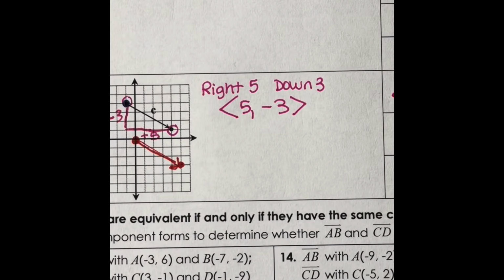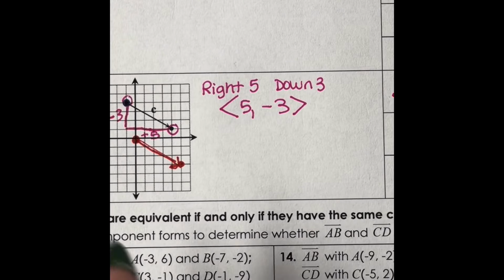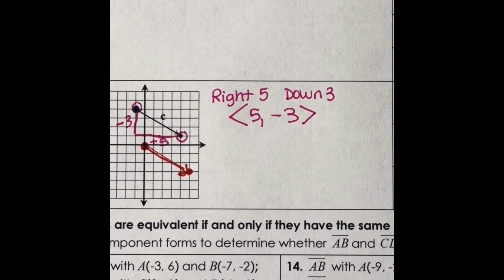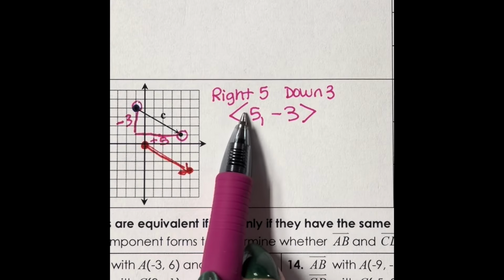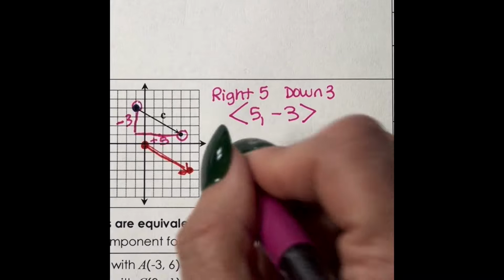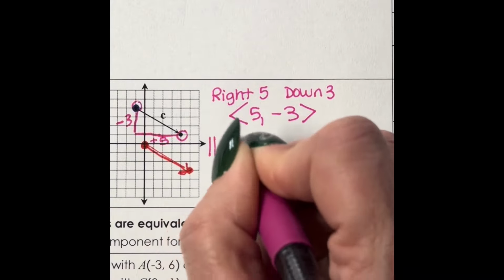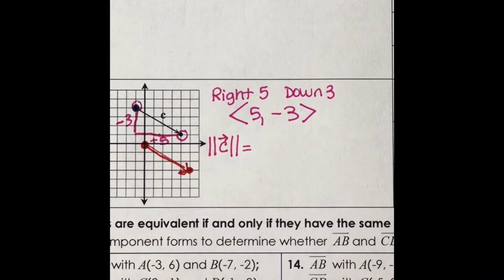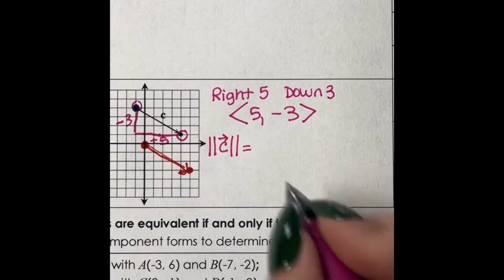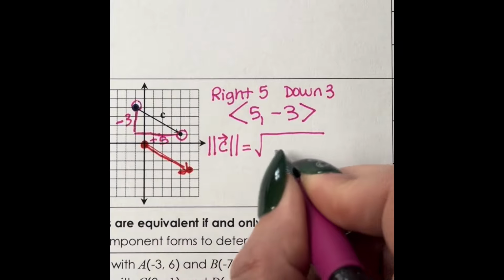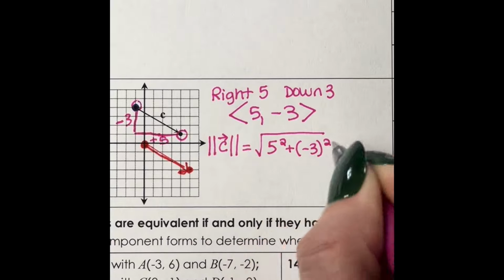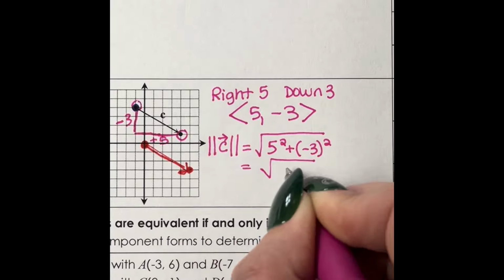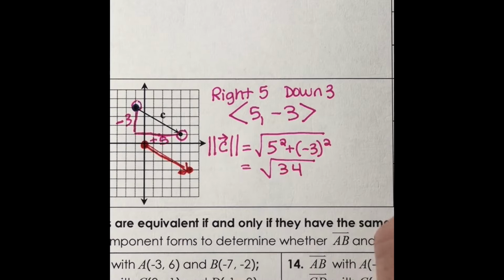Okay, let's find magnitude. Like I said, magnitude from the picture, we can figure it out. It's a vertical distance of 3 and a horizontal distance of 5. We can also get that from the component form, horizontal distance of 5, vertical distance of 3. And we're going to find the magnitude by just using our Pythagorean theorem. Again, that's on the other side of the paper. Square root of a squared plus b squared. So a is 5, b is negative 3, and then we get 25 plus 9 is 34.